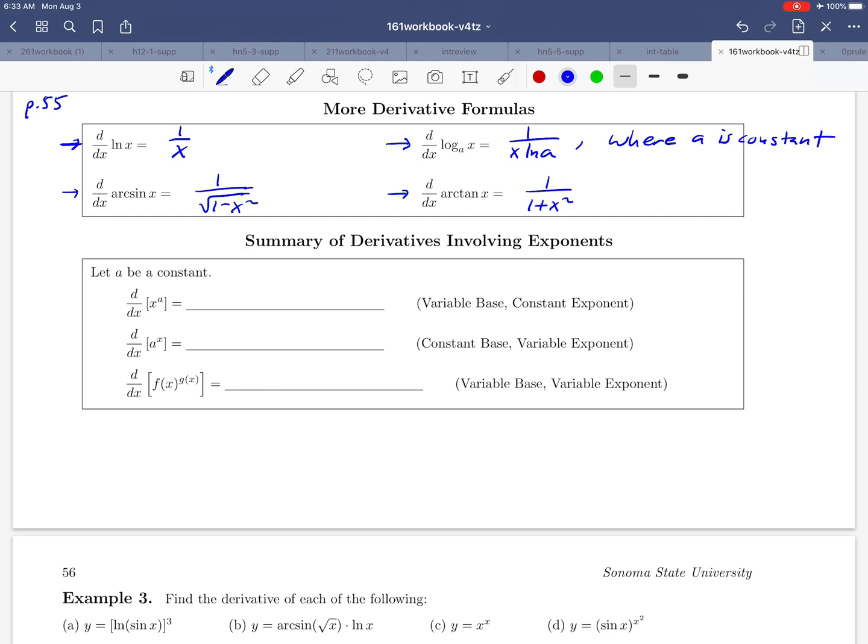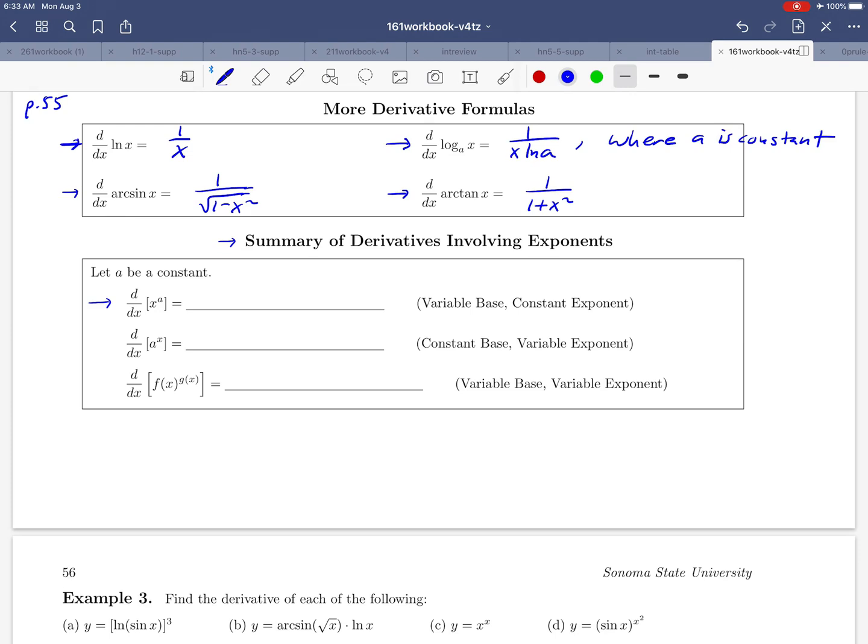And then looking at the box down at the bottom here, summary of derivatives involving exponents, this is going to be review from earlier in the course. So if a is a constant, let's first look at how we would take the derivative of x to the a. Think back for a minute. The thing that I would emphasize here is that x is a variable and a is a constant, so we're raising x to a constant power. How do you take a derivative in that situation?